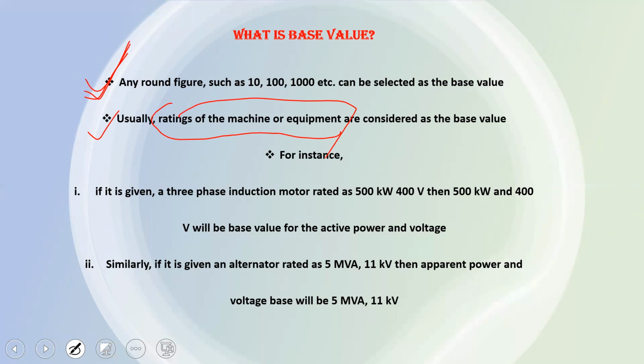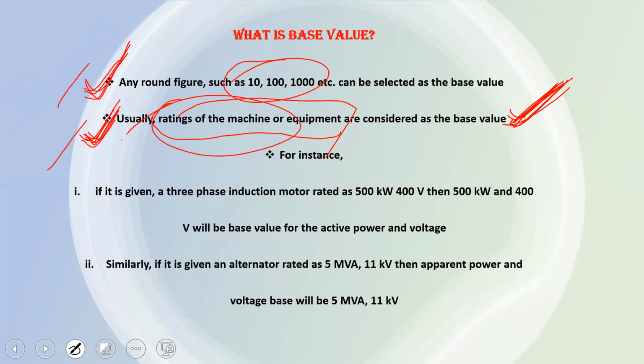So this point is very important, and I also consider this convention. The rating of the machine, I will consider the rating of the machine as the base value. This is the second concept. This one is the first concept. Both concepts are true. Either you can take any round figure as the base value, or you can take the rating of the machine or equipment as the base value.